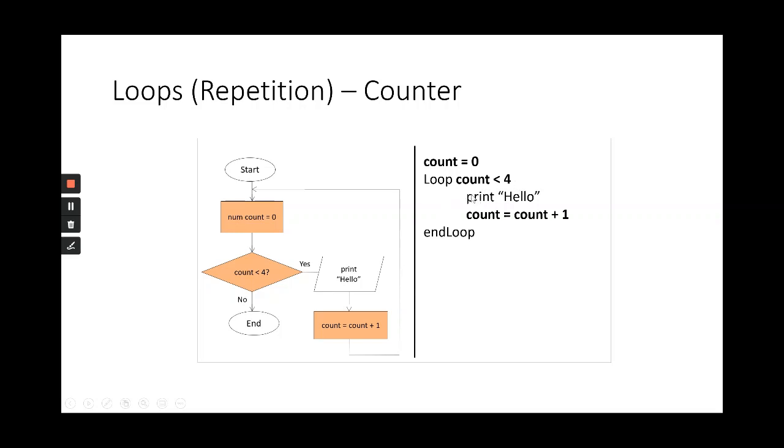Okay, so the loop will repeat and print hello until the count value is larger than 4. You can see this in the flowchart. Count is equal to 0. Is count less than 4? Because the initial value is 0, 0 is less than 4. Yes, so it will go to print hello.